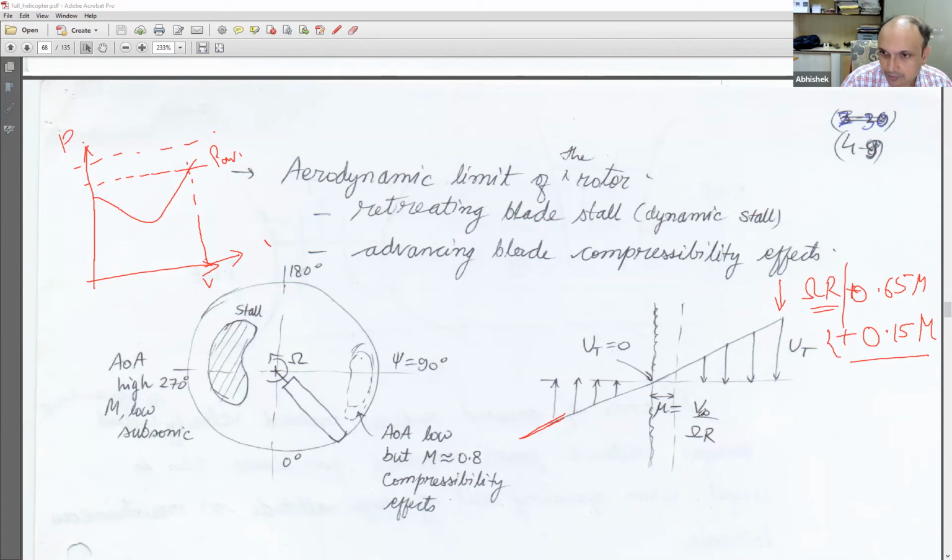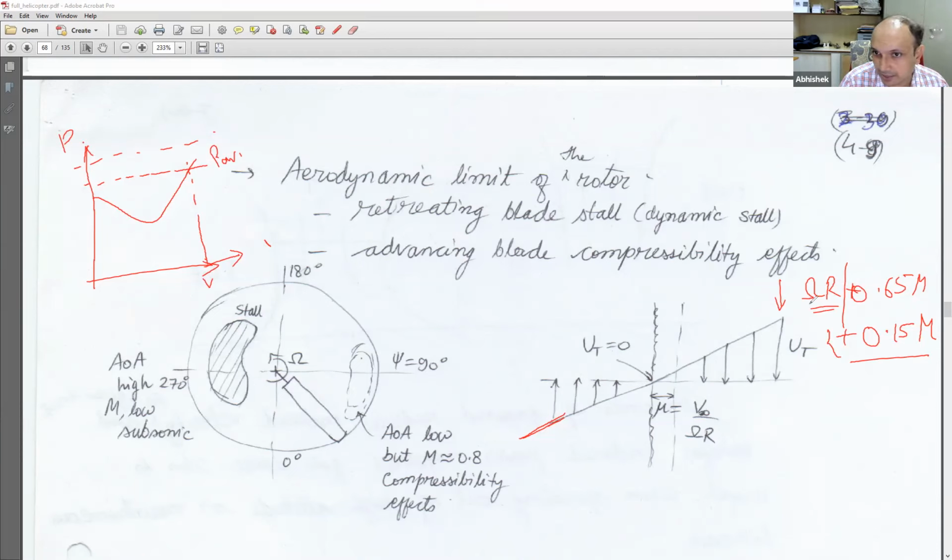0.15 into approximately 330 meters per second, into 3.6, gives about 180 kilometers per hour. So that is all you can do.